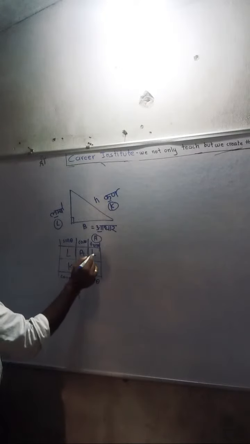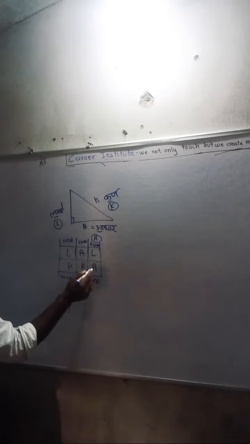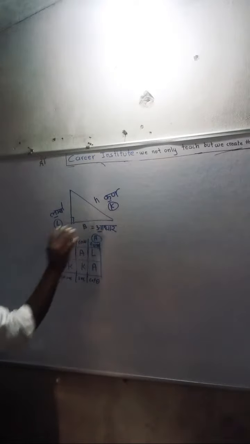Sin theta means lamb by karn. Cos theta means aadhar by karn. And tan theta means lamb by aadhar. A for aadhar. This much is clear?